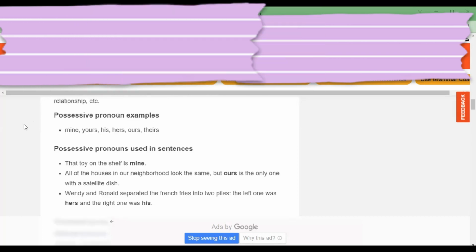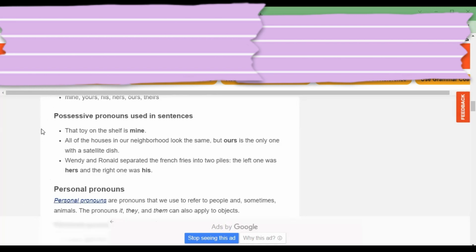Now, possessive pronouns used in sentences. "That toy on the shelf is mine." Mine is a possessive pronoun. "All of the houses in our neighborhood look the same, but ours is the only one with a satellite dish." Ours. "Wendy and Ronald separated the French fries into two piles. The left one was hers and the right one was his." Hers and his.